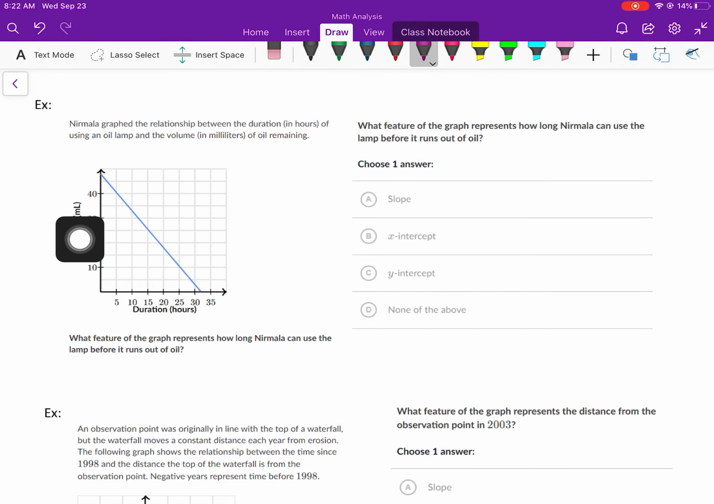All right, let's look at another one. So we have oil volume, duration. We can read this if we wanted to. What feature of the graph represents how long Nirmala can use the lamp before the oil runs out? So here's where the oil runs out. That's how long it takes.